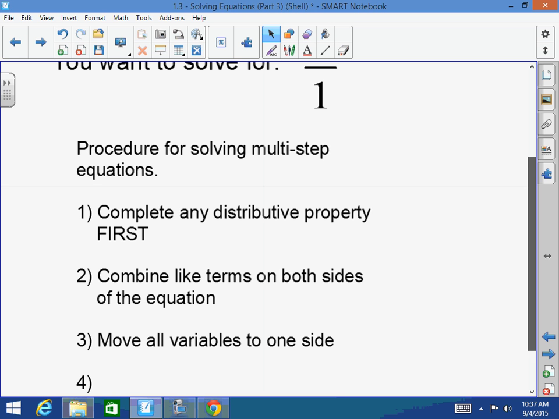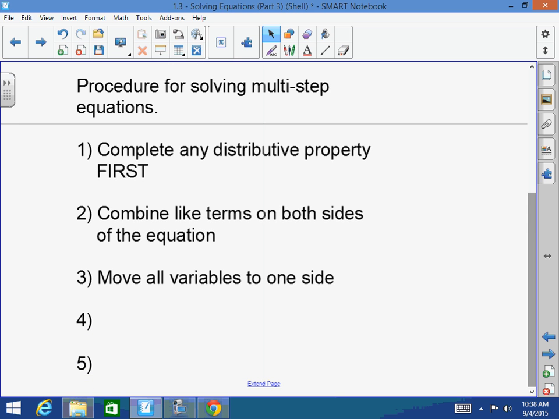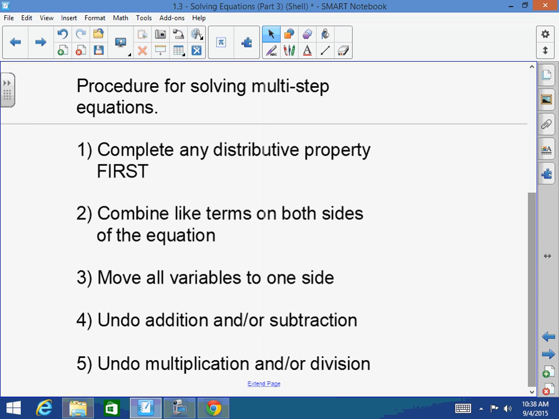Step 3, move all variables to one side of the equation. I don't care what side. Sometimes people like to keep the variables positive. Sometimes people like to keep them negative. Sometimes people don't care one way or the other. But what you have to do for sure is collect all the variables on one side. And once you've done that, gentlemen, I promise you, now you're left with a two-step equation. And now you undo addition and subtraction next, and last but not least, you would undo multiplication and or division.